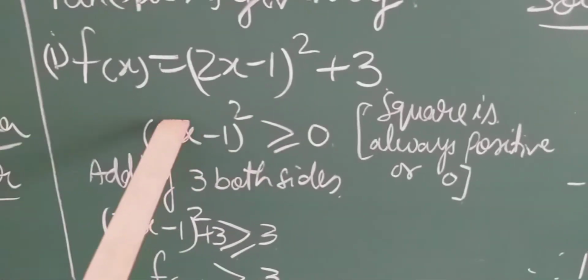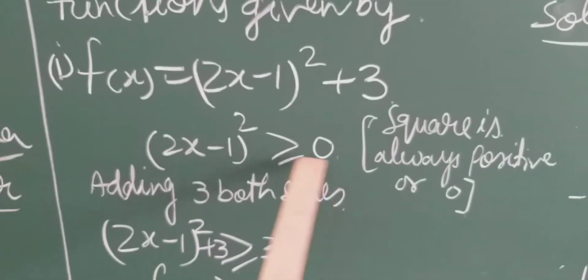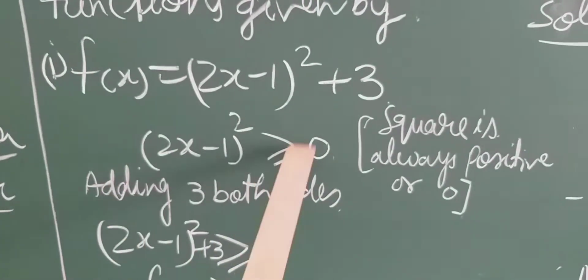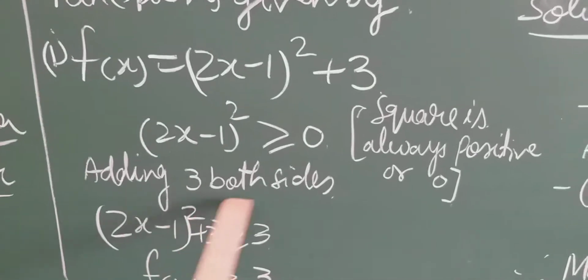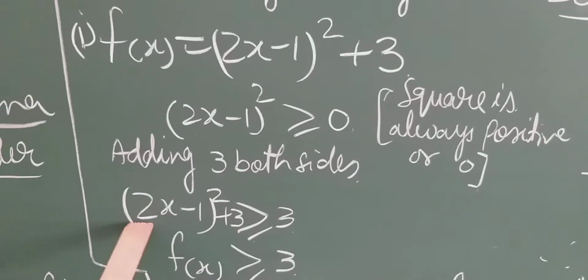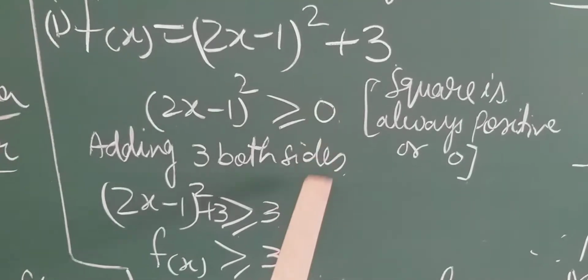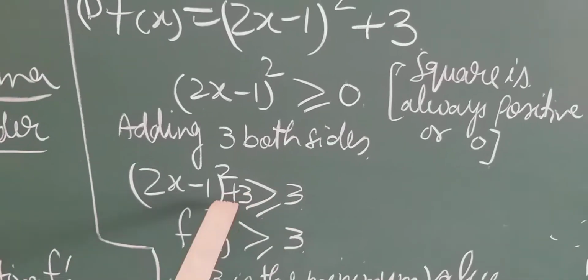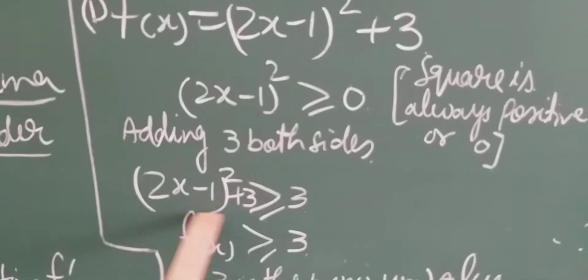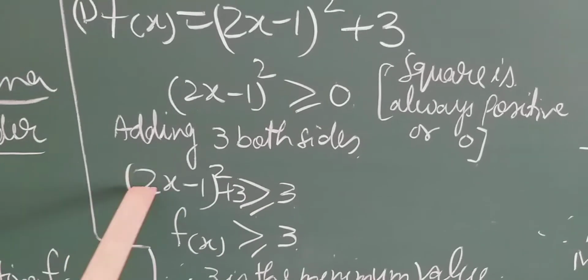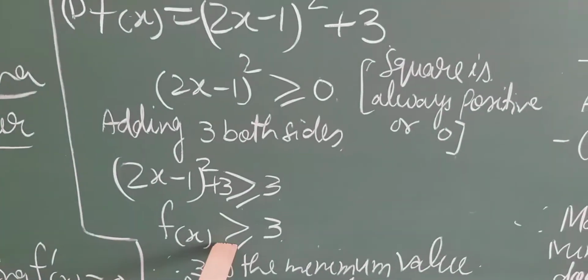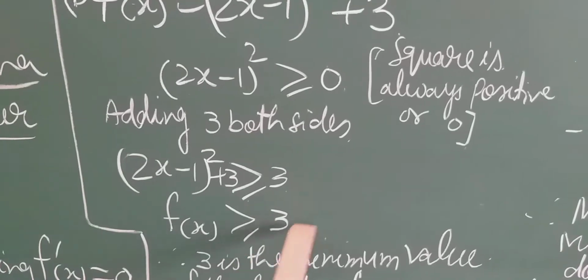Now student, we are going to add 3 to both sides to make the function here. So when we add 3 to both sides, it will be (2x minus 1) whole square plus 3, and on this side 0 plus 3, which is 3. So you can see this is the function, student. So at this place we can write f(x) greater than or equal to 3.